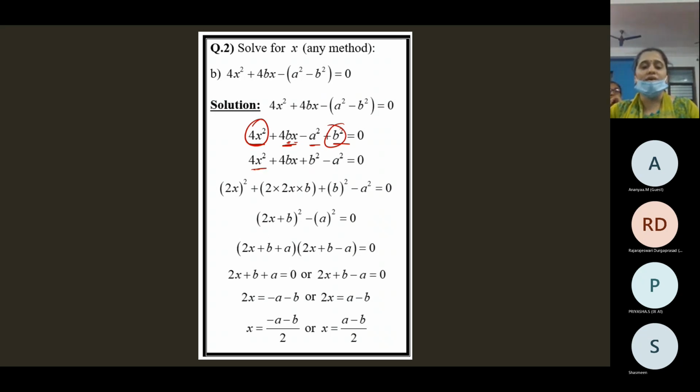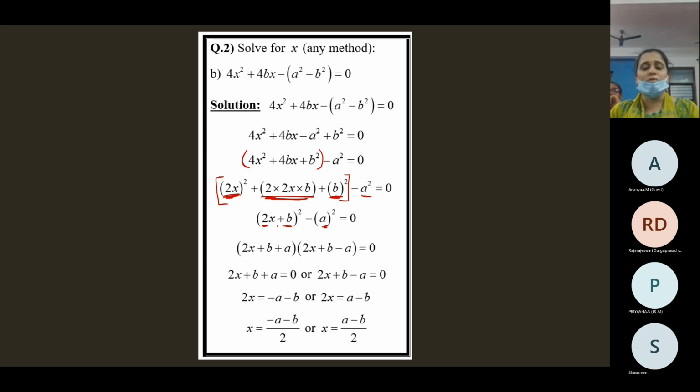So you'll have to group 4x square, this one being the middle term 4bx, and the plus b square. Minus a square stands alone. You can put a bracket here like this. So this is of the form a square plus 2ab plus b square, which is a plus b the whole square, and minus a square, or minus a the whole square.